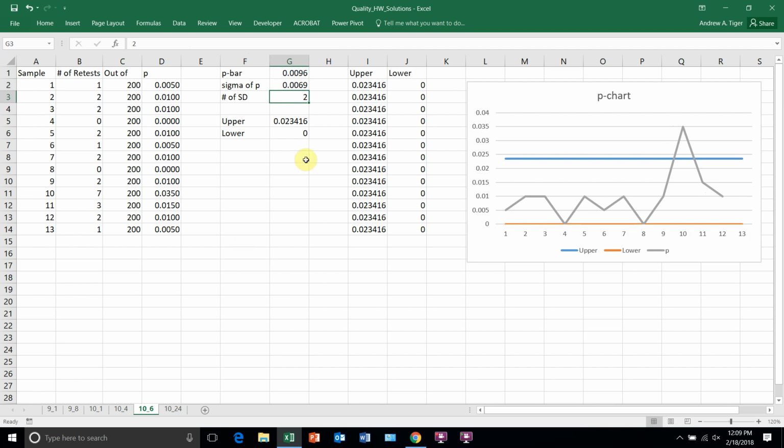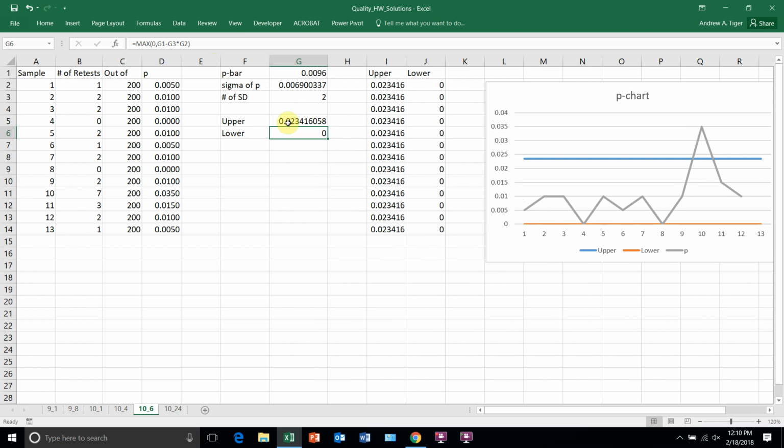And they wanted us to do plus or minus 2 standard deviations. If you did 3, that's fine. That's typically what's done, but they wanted you to do 2. I use 2, and I calculate then the center line plus 2 sigmas. The lower, I always lower bound it at 0, so it won't be negative. You can't get a negative proportion. So I took this minus 2 of these, but if that's negative, I lower bound it at 0 by nesting the function with the max function.